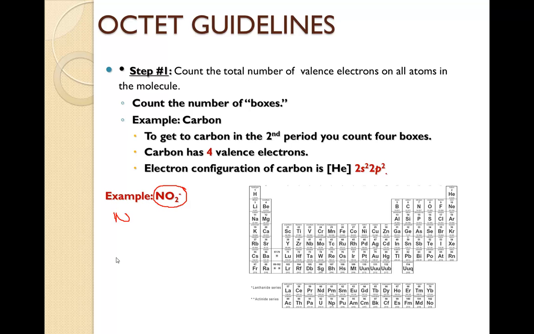So we have nitrogen, and we have two oxygens. We need to figure out what the valence electrons are for both. Here's nitrogen. Here's oxygen. There's 5 valence electrons for nitrogen, and there's 6 valence electrons for oxygen. Add those together. That comes out to be 17. Notice that there's a negative sign up here. When it's negative, you add electrons. So it's -1, so we're going to add 1 electron for a total of 18 electrons for this structure.